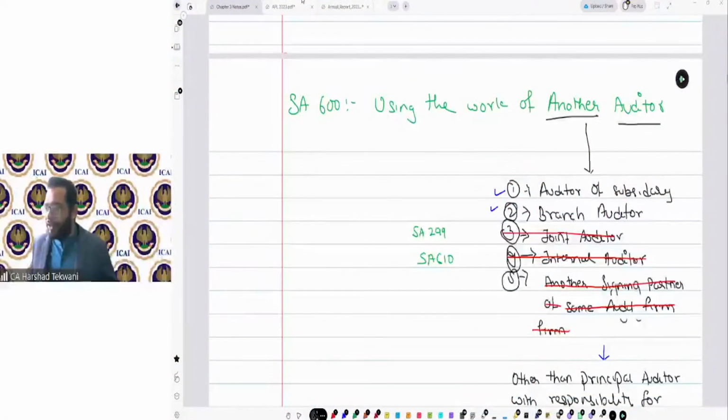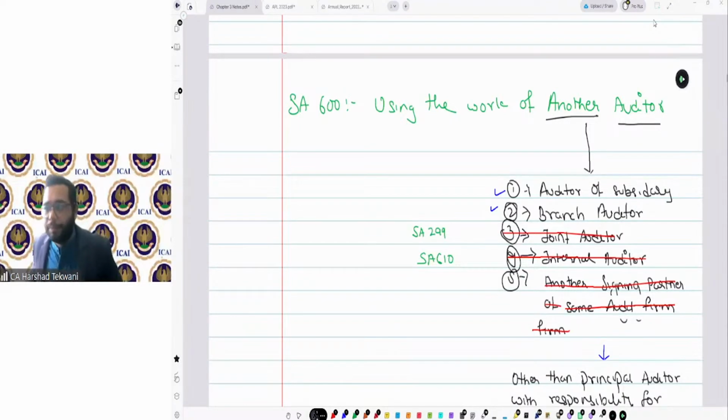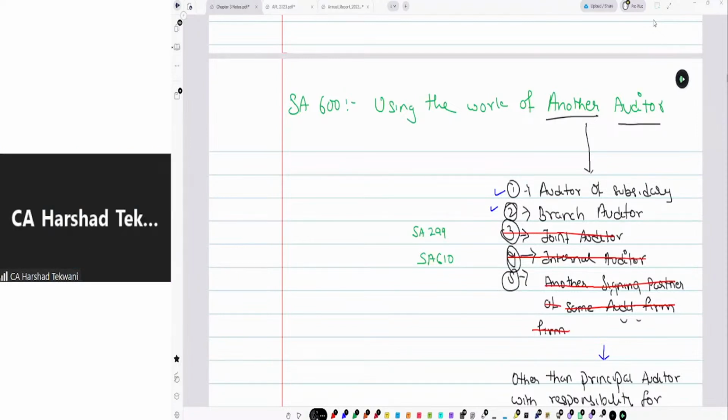So let's continue the session. Okay. So we were discussing SA 600 till now, and using the work of another auditor, the responsibility of another auditor that we were discussing. Now we will be discussing a few examples, a few questions on similar lines, and see how we can adopt this particular thing in a practical scenario. So let's see the practical point of view of this.